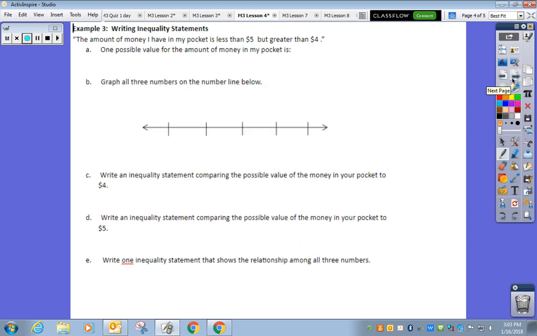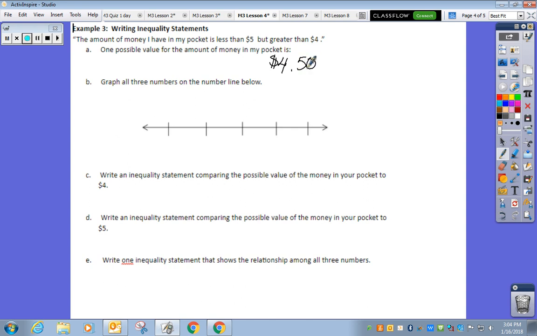Okay, so the next piece is talking about inequality statements. Again, inequalities are just talking about less than, greater than, equal, and some other symbols we'll be learning later in the year. It says the amount of money I have in my pocket is less than $5 but greater than $4. One possible value for the amount of money in my pocket is, and most kids just tend to pick $4.50. They know it's directly in the middle, so they choose that.